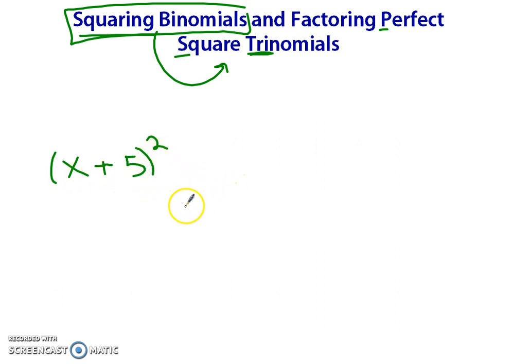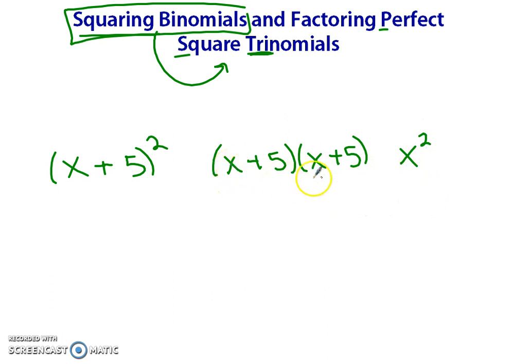What you can do, though, is write it this way. x plus 5 and x plus 5. That's x plus 5 squared, because squared means multiply it by itself. Now we're just going to FOIL. x times x is x squared. x times 5 is 5x, and 5 times x is another 5x, so we're just going to write that as 10x. And then the last term, 5 times 5 is plus 25. And we're done. We've taken a squared binomial and written it as a perfect square trinomial.